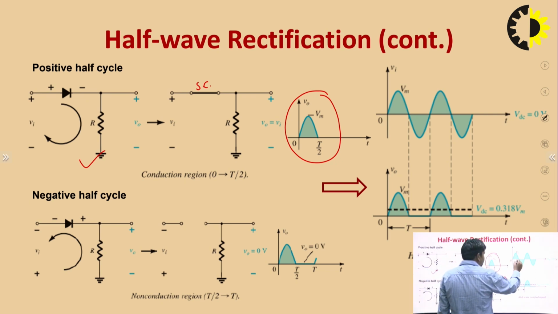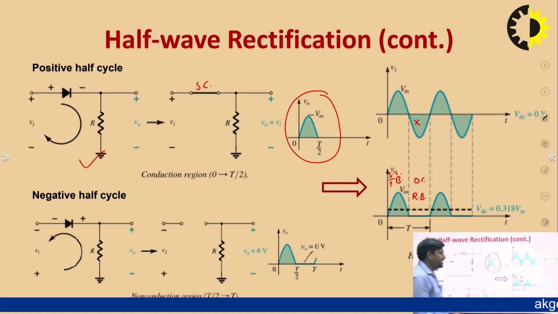But in the case of the negative half cycle, it blocks the signal, because when we apply a negative half cycle at the input terminal, the diode is reverse biased. That means the diode works as an open circuit in that duration, so no current flows. So we can say this is a half wave rectification circuit, and this type of rectifier is called the half wave rectifier.